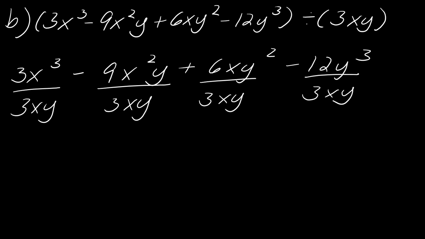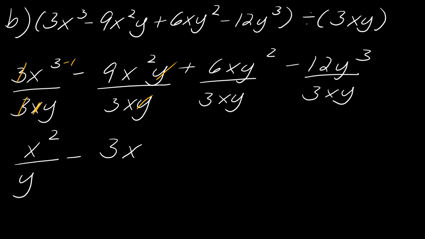Okay, so let's go through this. So the 3's will cancel out. This x will drop out. So look at what I'm left with. I'm left with x squared on top and y in the bottom. And so that's really as good as it gets. And then for the next one, 9 divided by 3 is 3. And then the x squared over the x just leaves me with x. And these y's drop out.